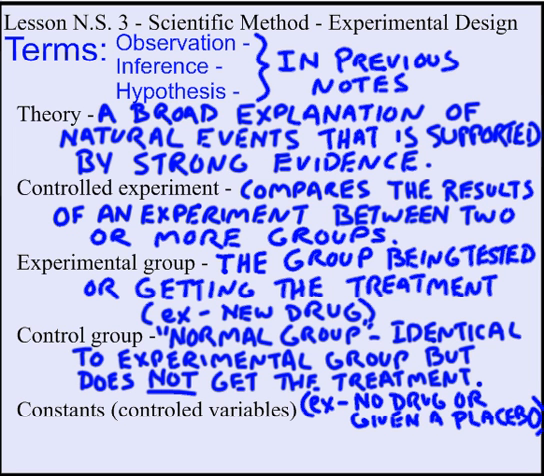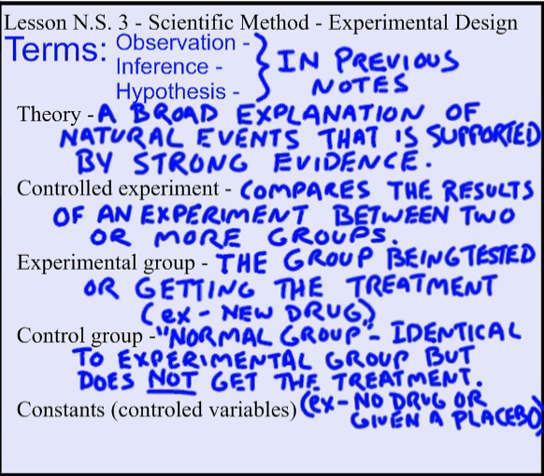This group would receive no drug at all, or maybe they would be given the original drug, not the new drug, or a placebo, like a sugar pill that has no medicine in it. But they're told that they're being given the experimental drug. That's a placebo.